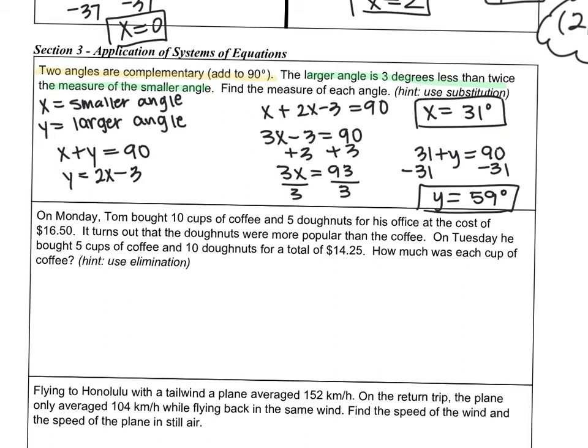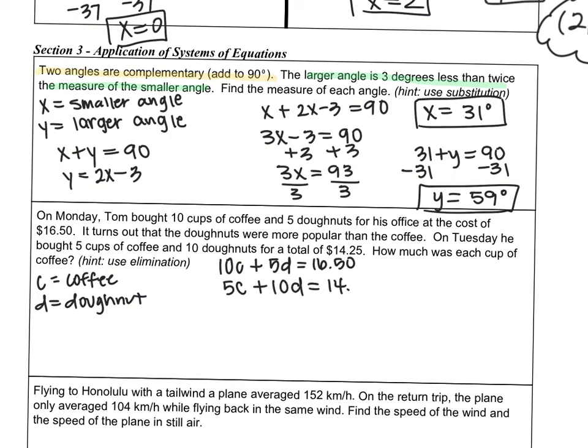So I'm going to first define my variables as C is the cost for coffee and D is the cost for a donut. So my two equations are actually going to come from the 2 different days. Both equations are going to be associated with money. So 10 cups of coffee and 5 donuts cost $16.50, and 5 cups of coffee and 10 donuts cost $14.25. And I only want to solve for one variable here, the cost for a cup of coffee.